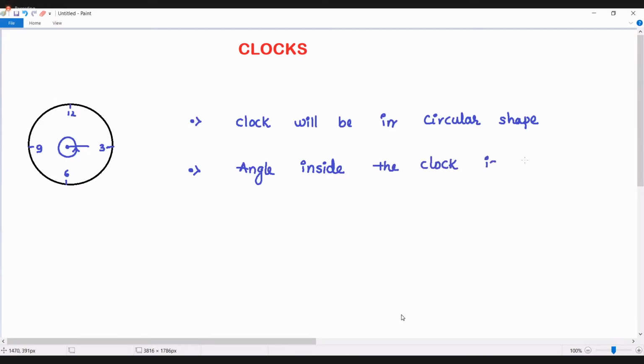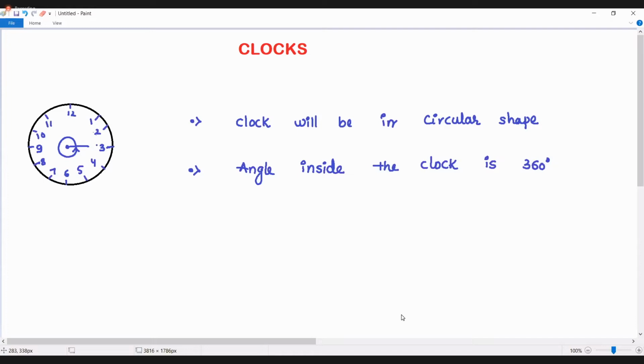And how many hours are there in a clock, if you can observe? 12, 1, 2, 3. So how many hours are there in total? If you count, you are going to see a total of 12 hours. So in the clock, we will be having 12 hours. Can we make a point like this?